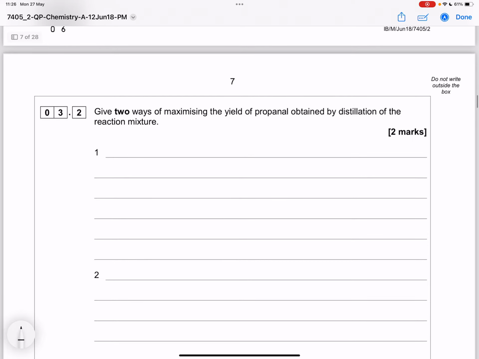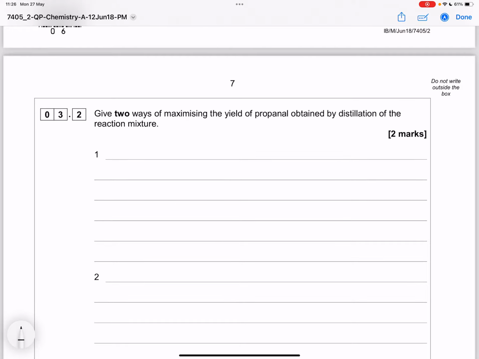Give 2 ways of maximising the propanal obtained by distillation of the reaction mixture. So what we want to do is avoid collecting any propan-1-ol. So we want to keep the temperature, remember that thermometer is in there, just where the vapours pass into the condenser, just below the boiling point. We want to keep it below or at the boiling point of propanal, but below the boiling point of propanol.